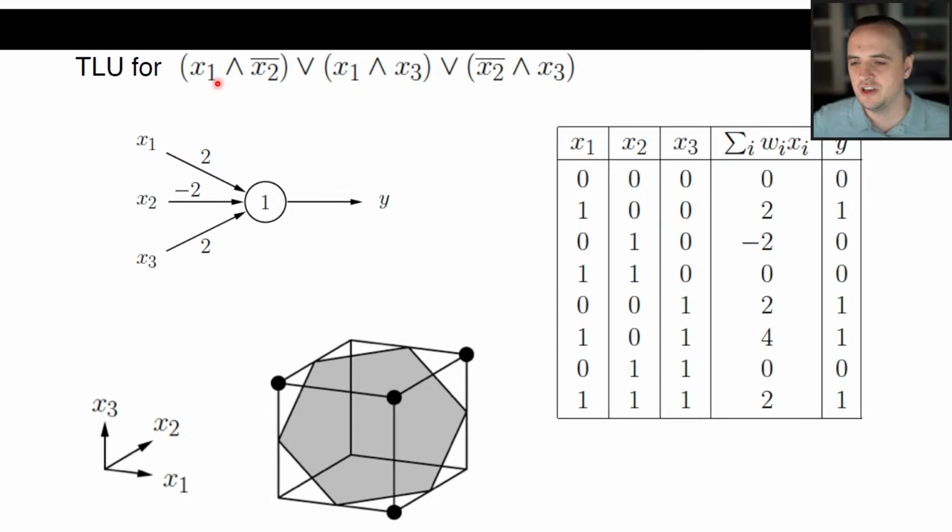So here we have a TLU that approximates x1 and not x2 or x1 and x, so these complex functions, right? Sometimes we can figure out weights for those inputs and a threshold such that you actually get a truth table that matches, and so the TLU can approximate that.